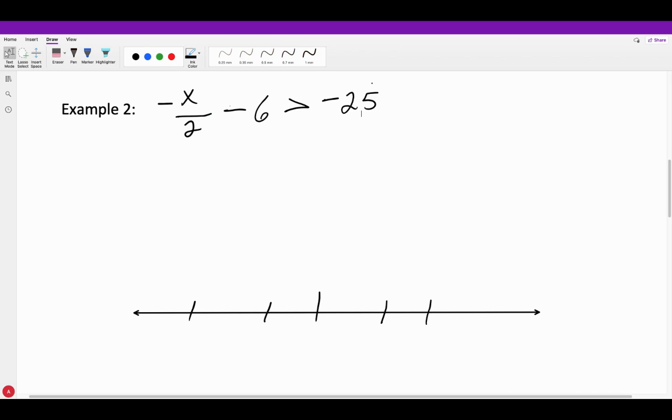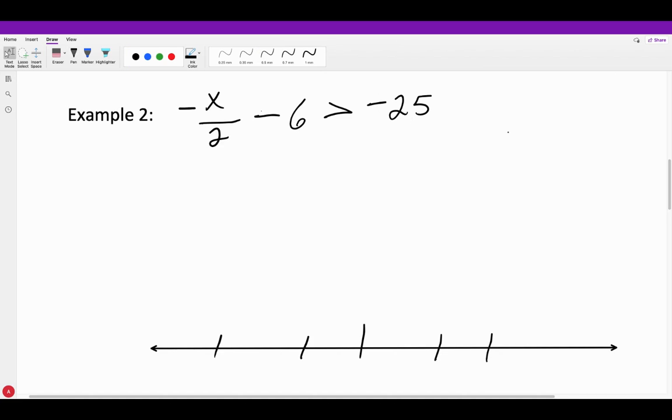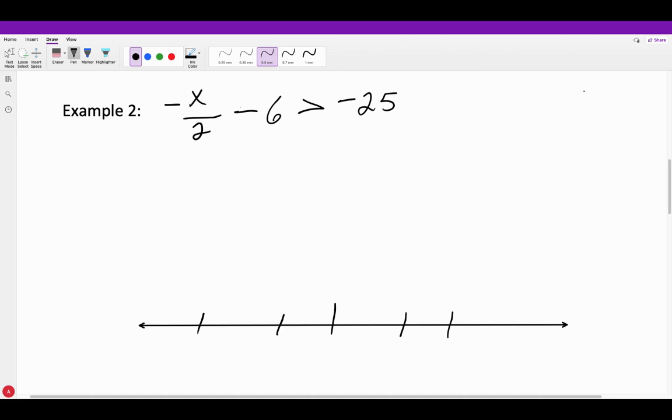All right, so here we have -x/2 minus 6 is greater than -25. Once again, we're going to solve this just like we were before in the past. We're going to do our PEMDAS, and you don't have to write this out every time, and I'm going to actually stop doing this pretty soon because we've been practicing this enough now. But for now, I'll keep on doing it.